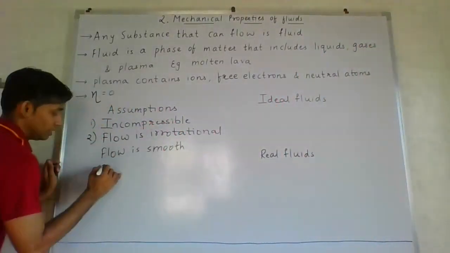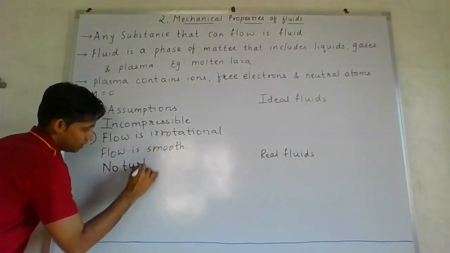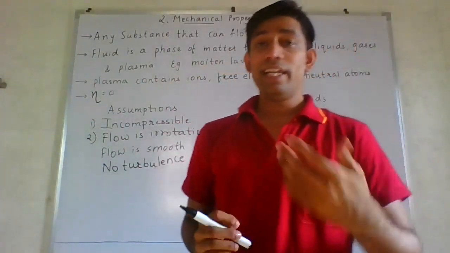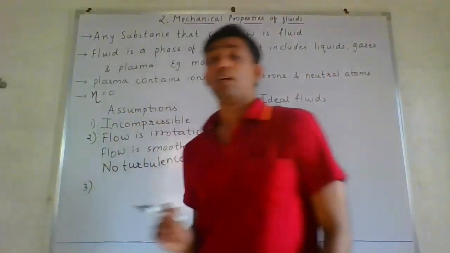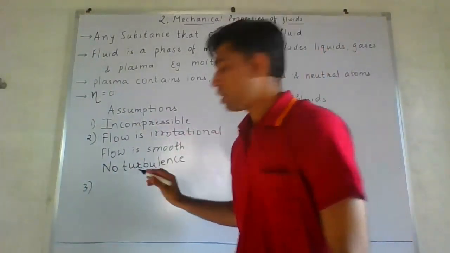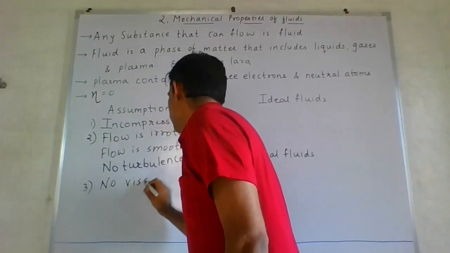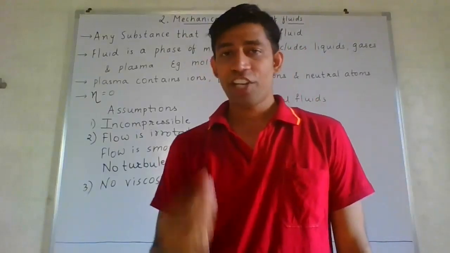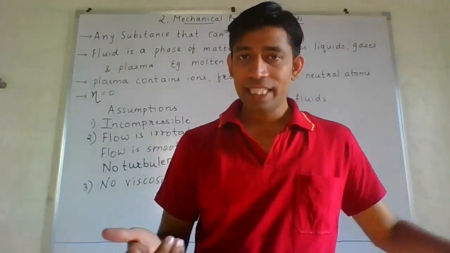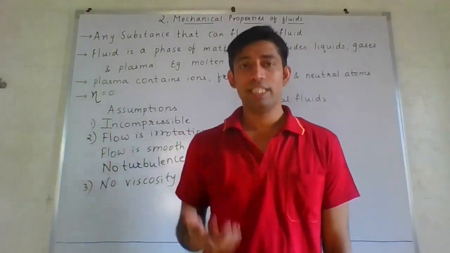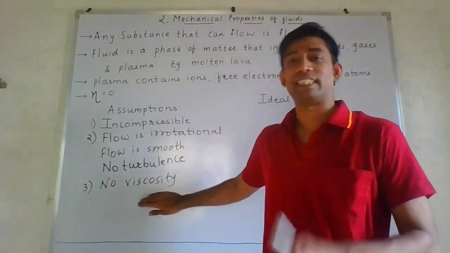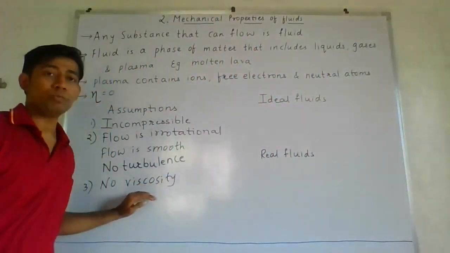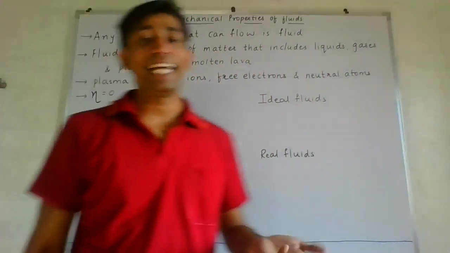So we have to consider one more assumption, which is no turbulence. Clear? Then one more property we are going to consider, which is fluids will not have viscosity. You must have studied about viscosity. Like we have friction in case of solid on any surface. Friction exists in case of solid. Similarly, viscosity exists in case of liquids. So while studying this chapter, we are also going to assume that viscosity is to be neglected.